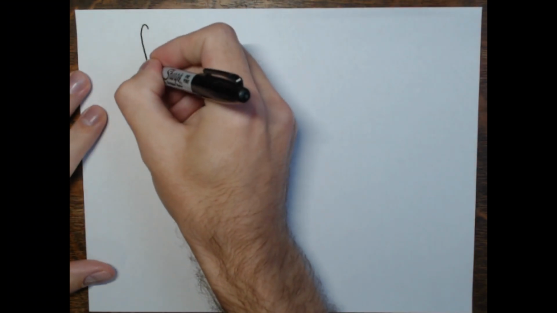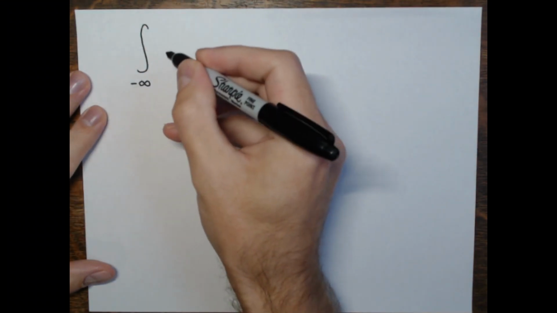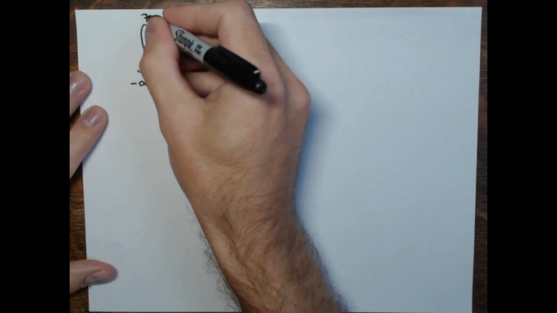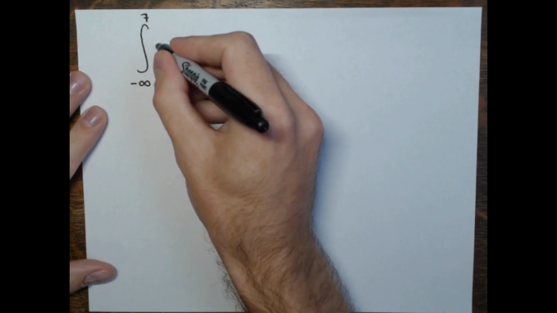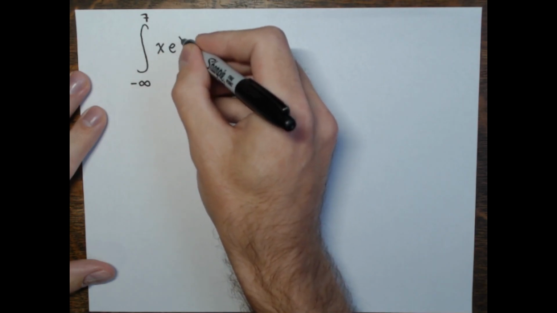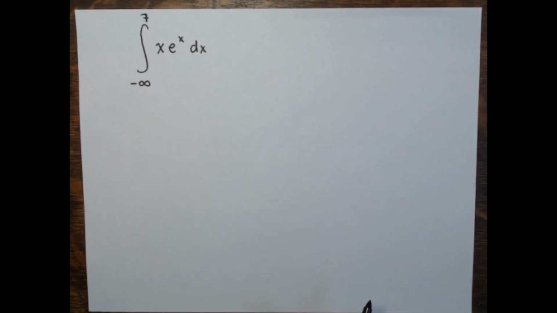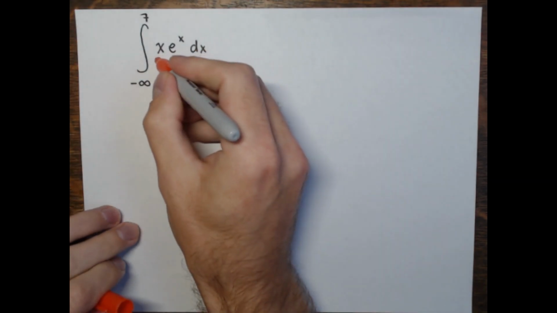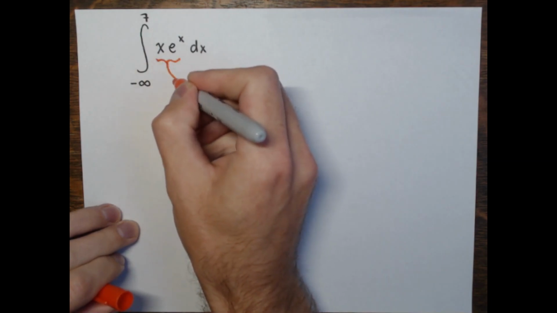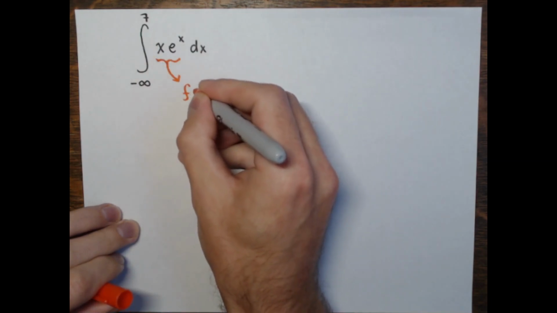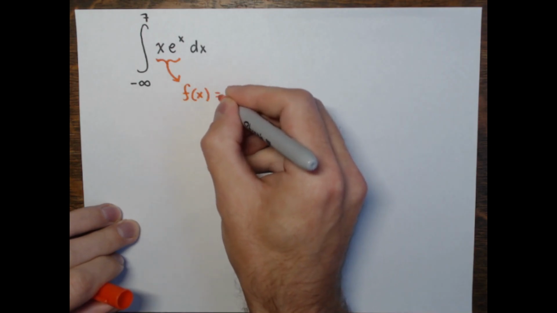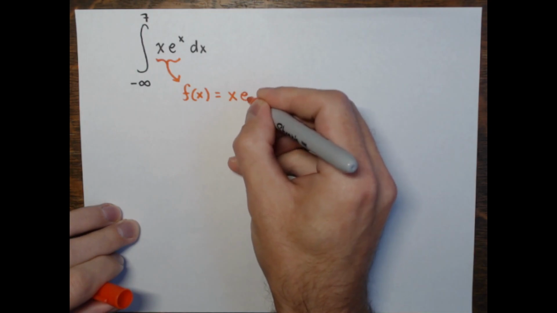All right, so we have the integral from negative infinity to positive 7 of x times e to the x dx. Like I said earlier, we're going to turn this into some sort of limiting process. What's going on here is, imagine my integrand is some function of x. I'll say f of x equals x times e to the x.